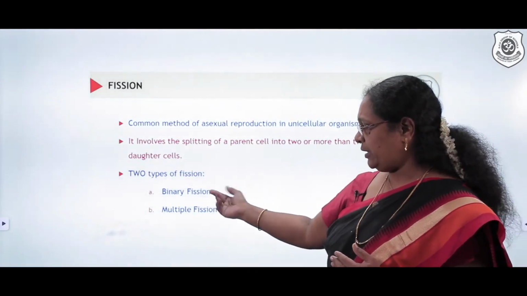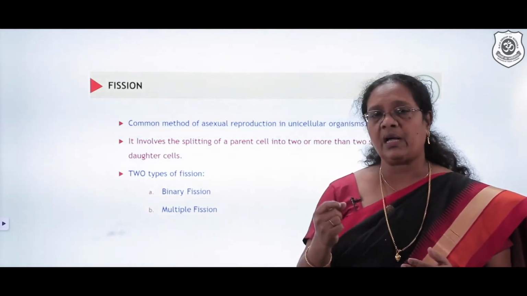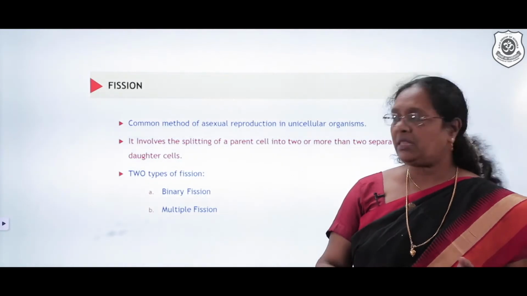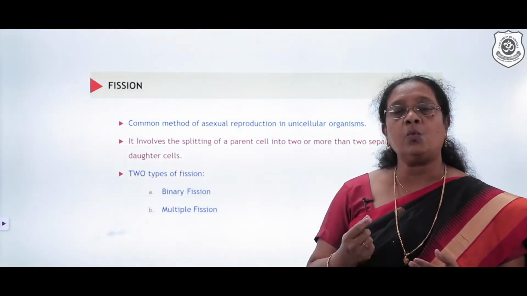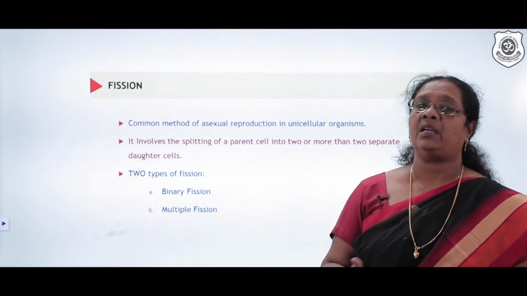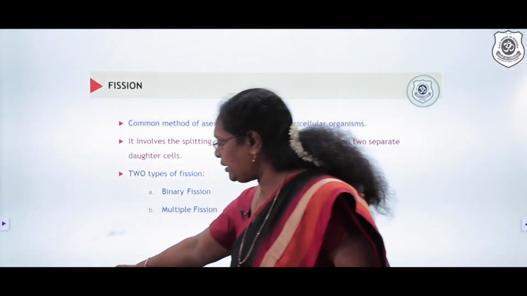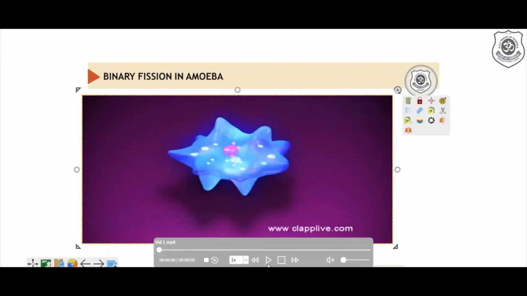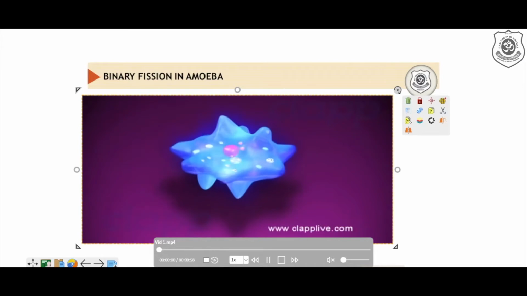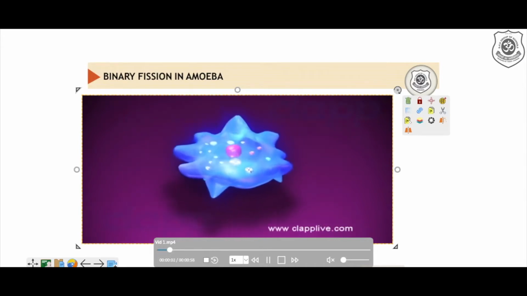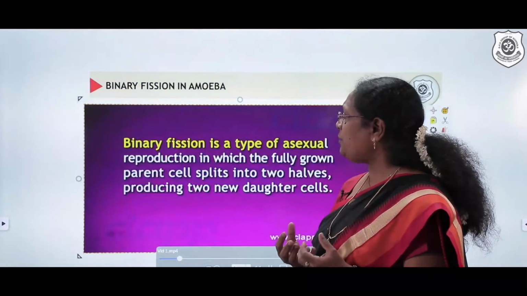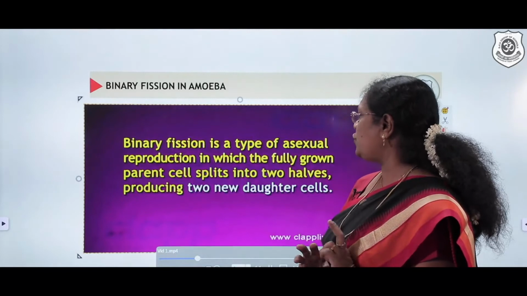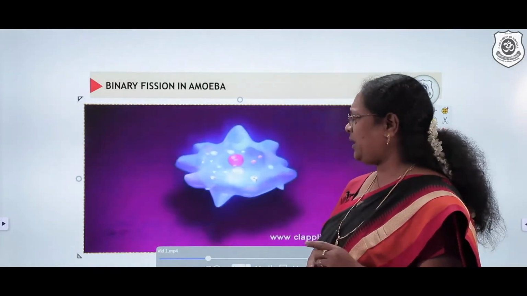By the term binary, we understand one organism is just getting split into 2. By the term multiple, we understand one organism is going to get divided into many. Let's focus a little more on that and try to understand. Here is a small video about binary fission in amoeba, a unicellular organism. It is a type of asexual reproduction in which a fully grown parent cell splits into 2 halves, producing 2 daughter cells.